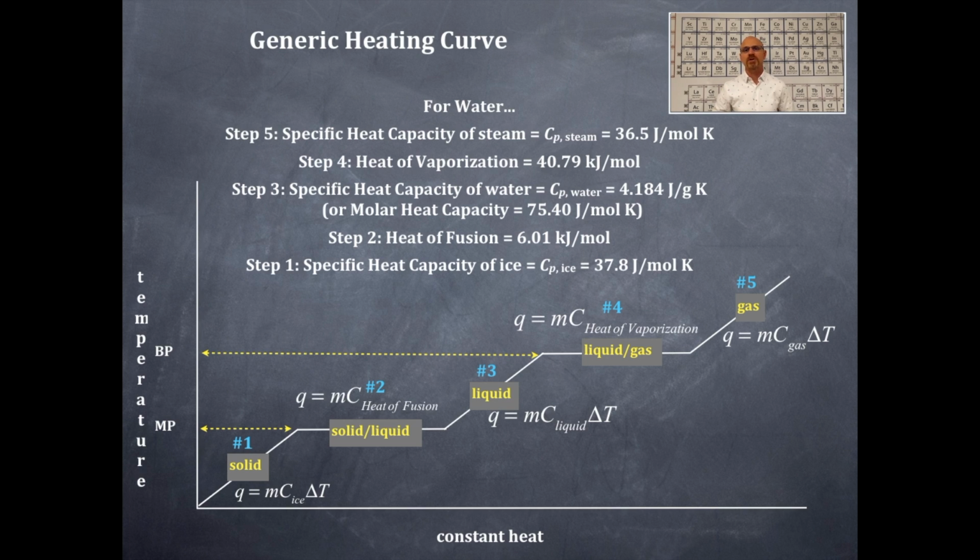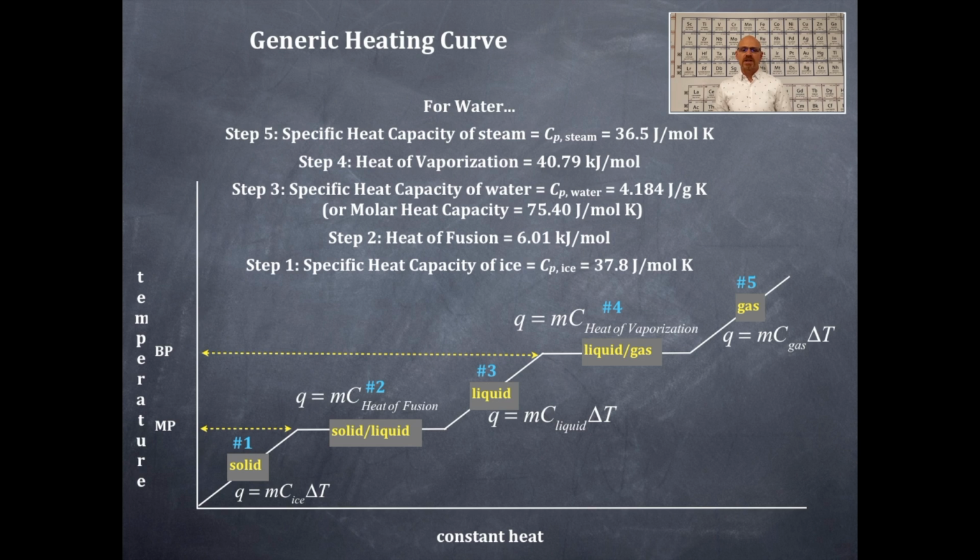Notice that there are no temperature units in this because this is a flat section of the graph and there is no temperature change. Step 3 is a specific heat capacity for water, and we know that as 4.184 joules per gram degree Celsius, or Kelvin in this case. This is also the molar heat capacity, and that's 75.4 joules per mole Kelvin. Notice that that's in moles. Step 4 is the heat of vaporization, and that's 40.79 kilojoules per mole. Step 5 is a specific heat capacity for steam, and that's 36.5 joules per mole Kelvin.